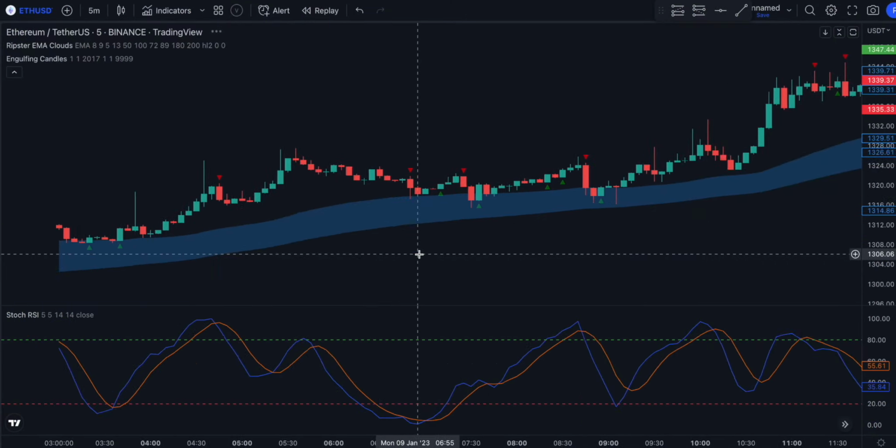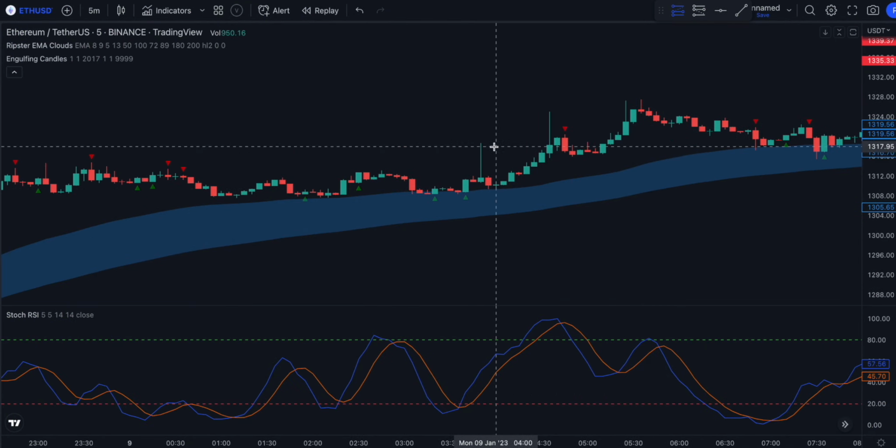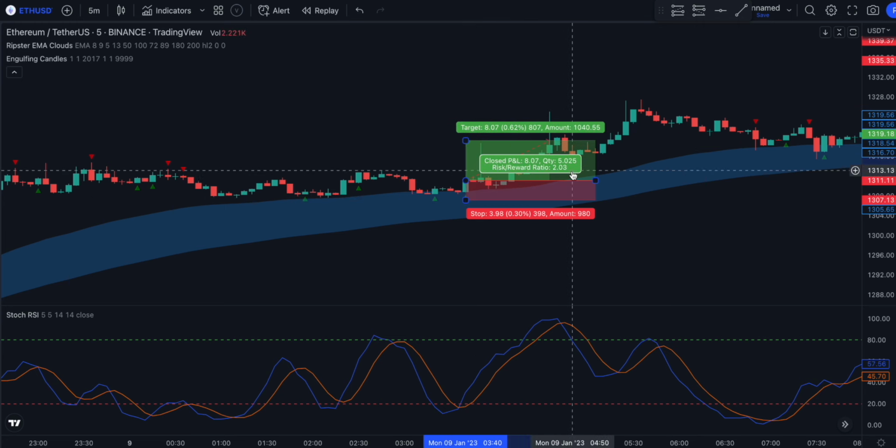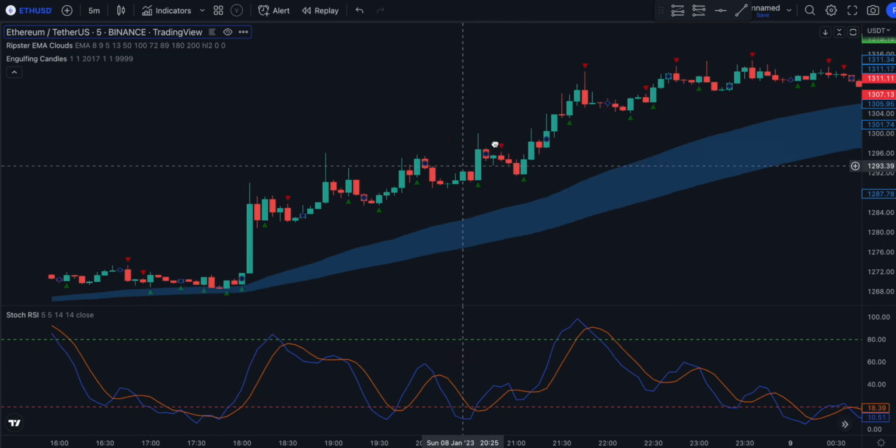Now let's test this strategy on the price of Ethereum in the 5-minute time frame. Make sure you pay close attention to these trades.